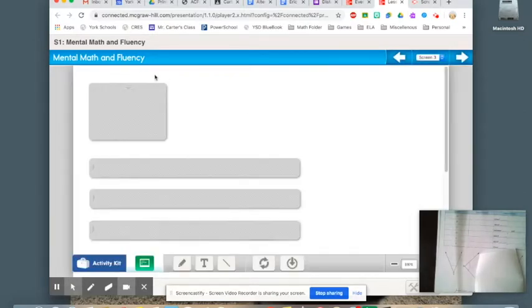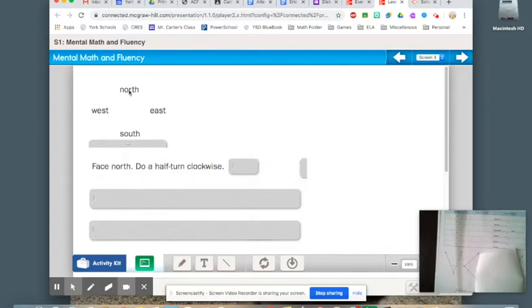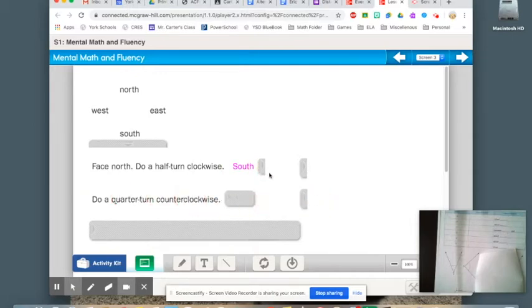So now, again, you have a compass rose, and you have 3 questions this time. This time you start out facing north. You do a half turn clockwise. Where do you end up? Write that down on your paper. The answer is south. Now that you're south, you're going to do a quarter turn counterclockwise. Where do you end up? Write that down.